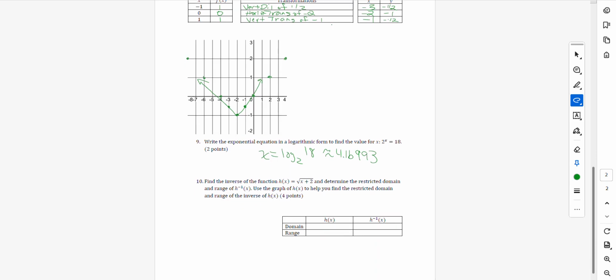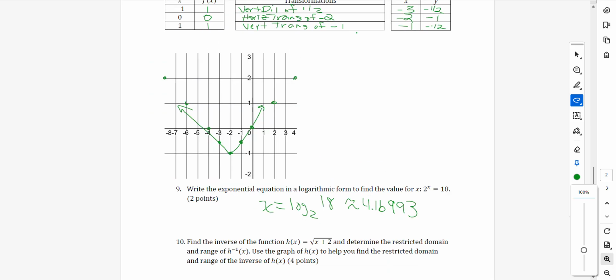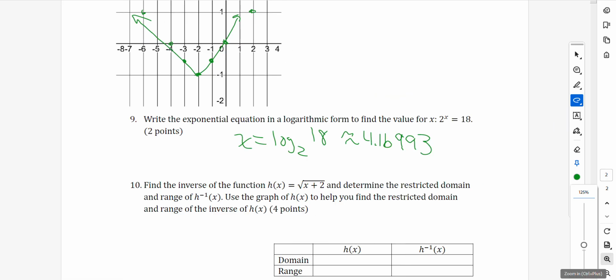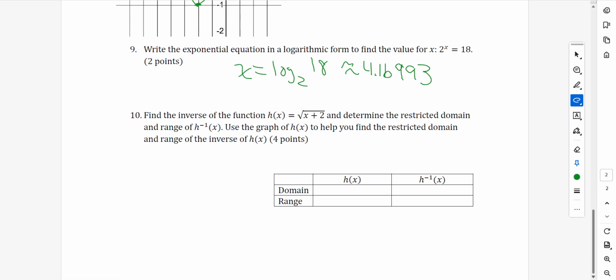Number 10. Similar to one on a quiz, a little bit different. Oh, this one I had to make an inverse as well. So find the inverse of the function square root of x plus 2 and determine the restricted domain and range of the inverse. So x equals square root of y plus 2. X squared cancels the square root, subtract the 2. If you wrote that, 2 points.